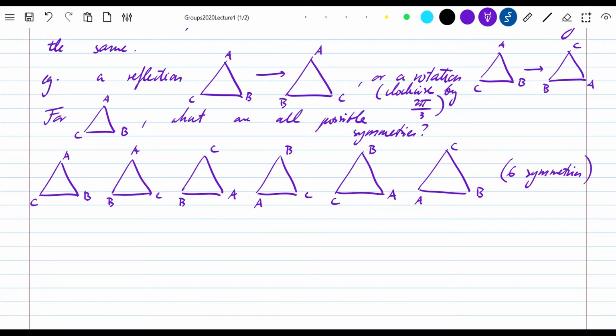And something to note is that, okay, so first of all, we've included this do-nothing symmetry, as we already mentioned. So note we've included the do-nothing symmetry.